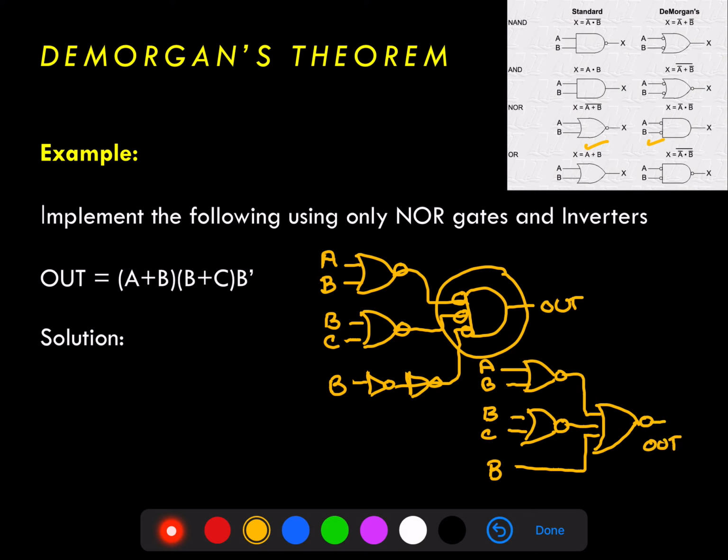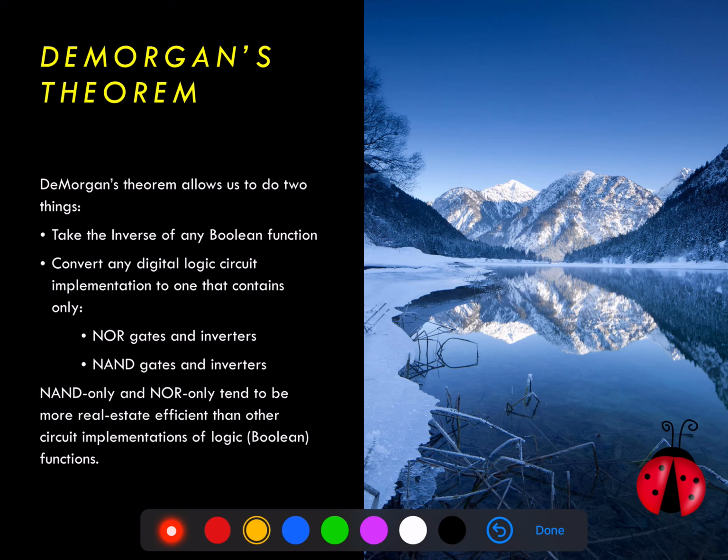So using DeMorgan's theorem, we've seen how we can convert any logic gate implementation to one that only uses NOR gates and inverters, or to one that only uses NAND gates and inverters. DeMorgan's theorem has also allowed us to take the inverse of any Boolean function, and we've looked at converting gates within an existing implementation to one with other gates that may be more space efficient or faster than the original gates. Well, that's all for DeMorgan's theorem today.